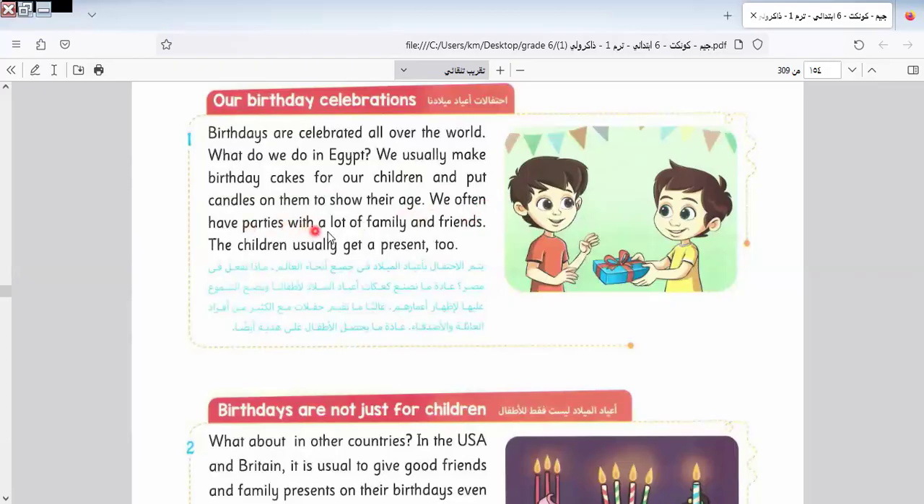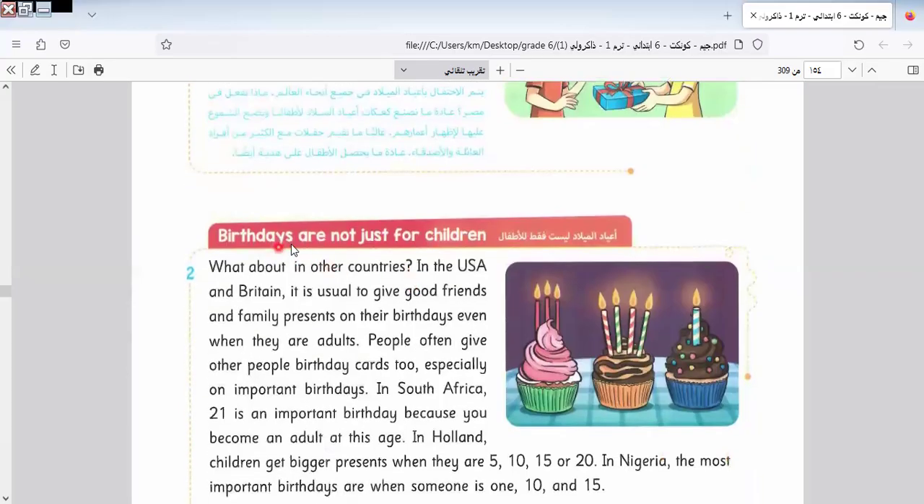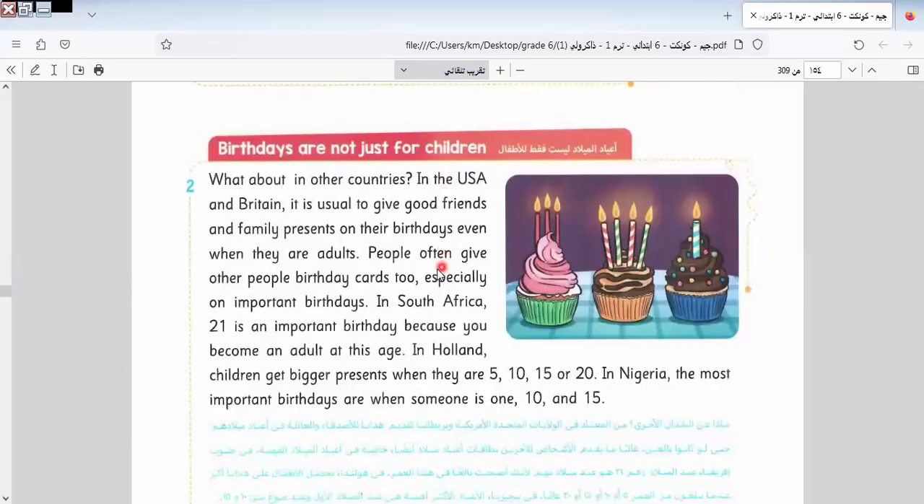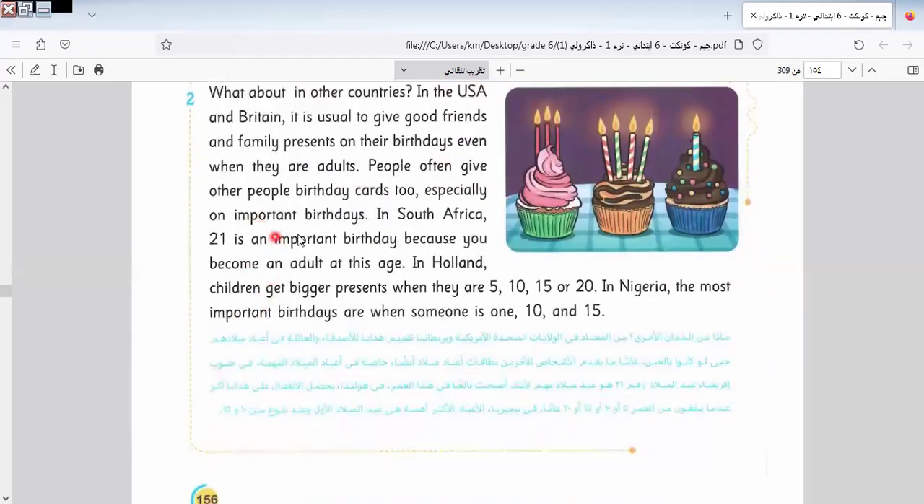We often have parties with a lot of family and friends. The children usually get a present too. Birthdays are not just for children. What about in other countries? We'll give you an example of another country, like the United States of America, or USA, and Britain. It's usual to give good friends and family presents on their birthdays. Even when they are adults, people often give other people birthday cards too, especially on important birthdays.